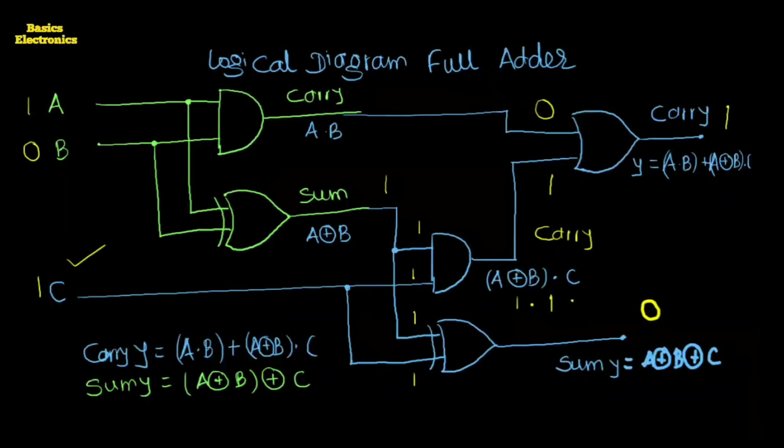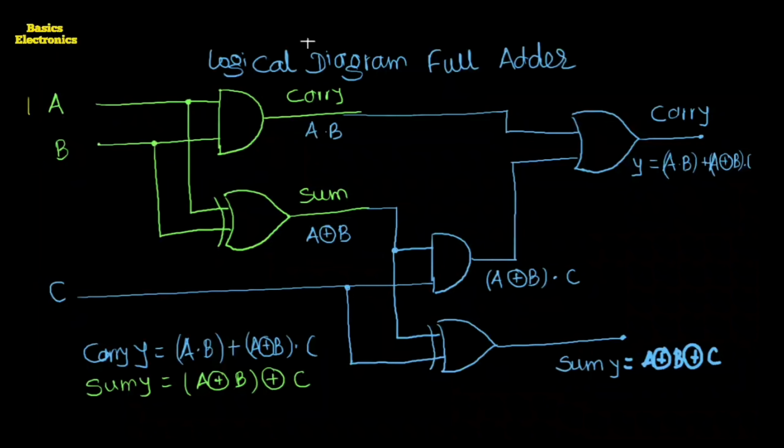Here, if we do the mental addition, then again we get the same results. The carry is equal to 1 and the sum is equal to 0. The second combination we apply is A equals 1, B equals 1 and C is also equal to 1.